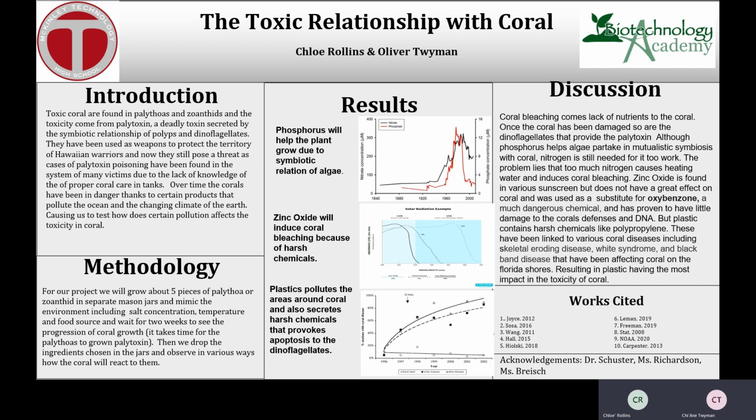Just to bounce off what Chloe was saying, coral bleaching comes from lack of nutrients to the coral. Once the coral has been damaged, the dinoflagellates that provide the polytoxin are affected. Although phosphorus helps the algae partake in the mutualistic symbiosis with the coral, nitrogen is still needed for it to work. The problem is that too much nitrogen causes the water to heat and induces coral bleaching.